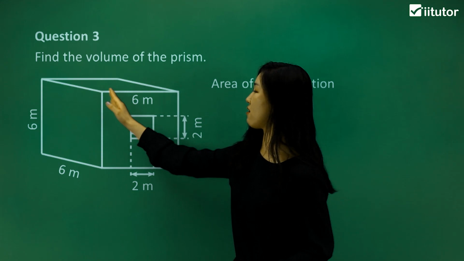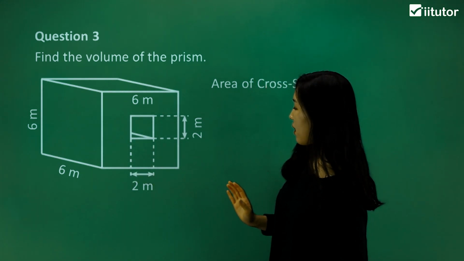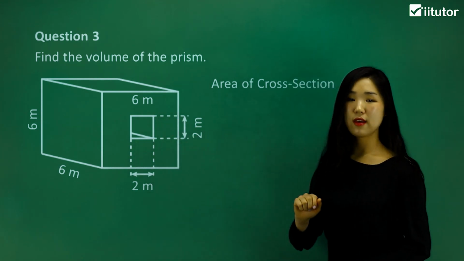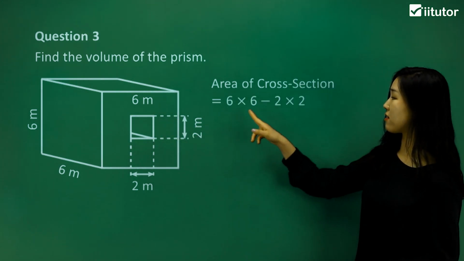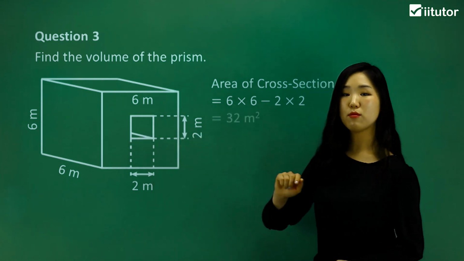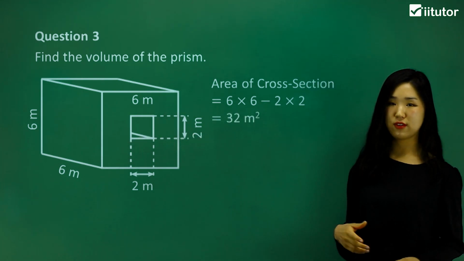So find the area of this entire rectangle, or is it a square? I think it's a square, isn't it? And then I'm going to subtract away the little square. So the big square is simply 6 times 6, and we're going to minus away 2 by 2, the smaller square, which is going to be simply 32 if you calculate.